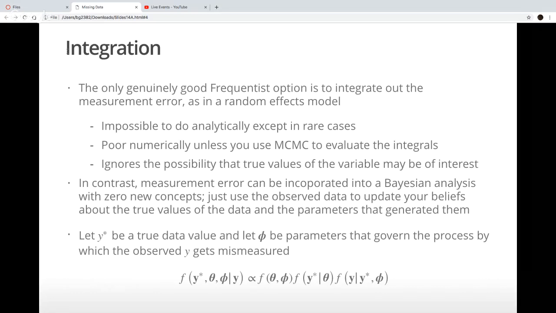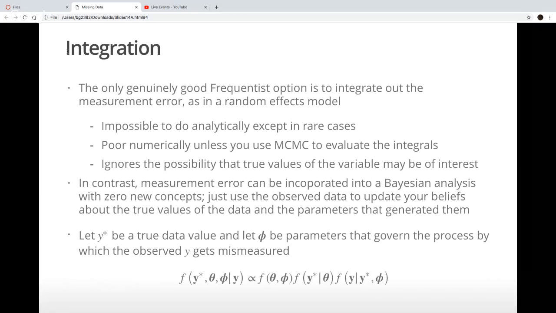But in contrast to all that, measurement error can be handled in a Bayesian analysis without introducing any new concepts at all. You can't just ignore it and expect to get awesome results. But in order to take it into account, all you pretty much have to do is think of the true values that are being measured with error as additional unknowns, and get the posterior distribution of them along with everything else.